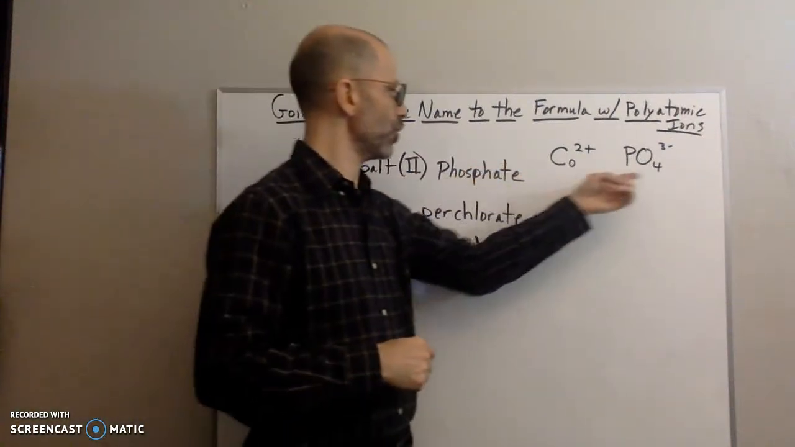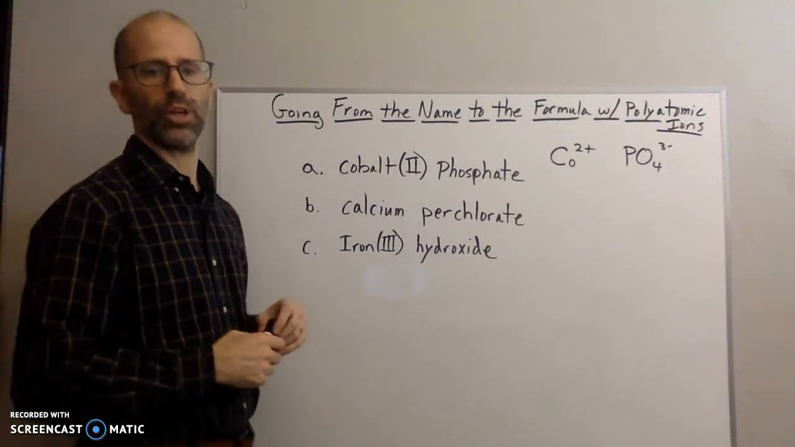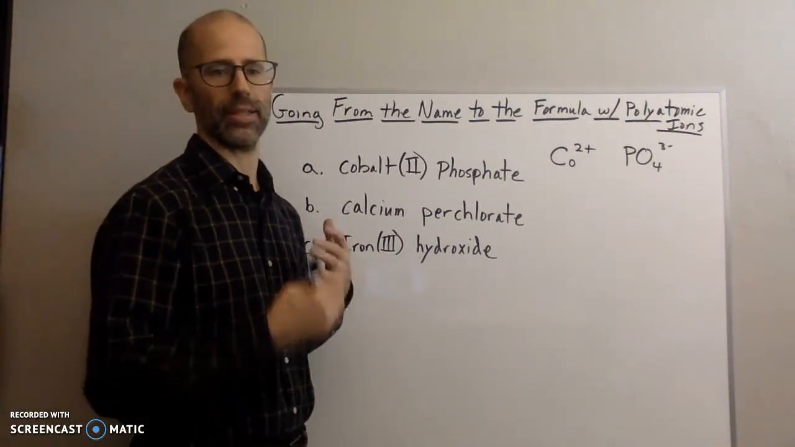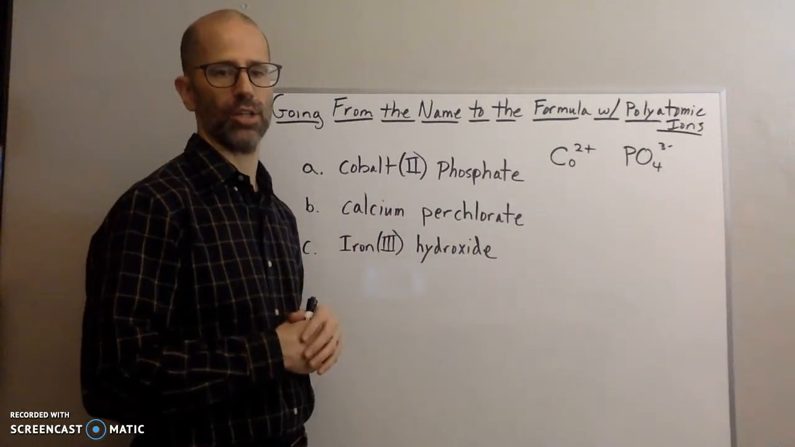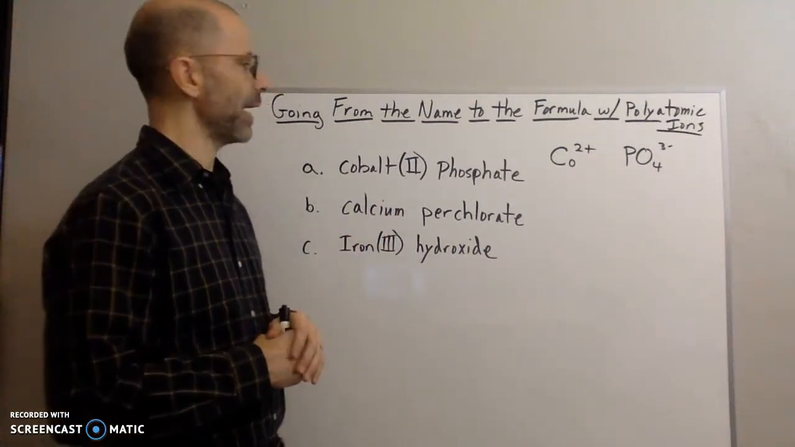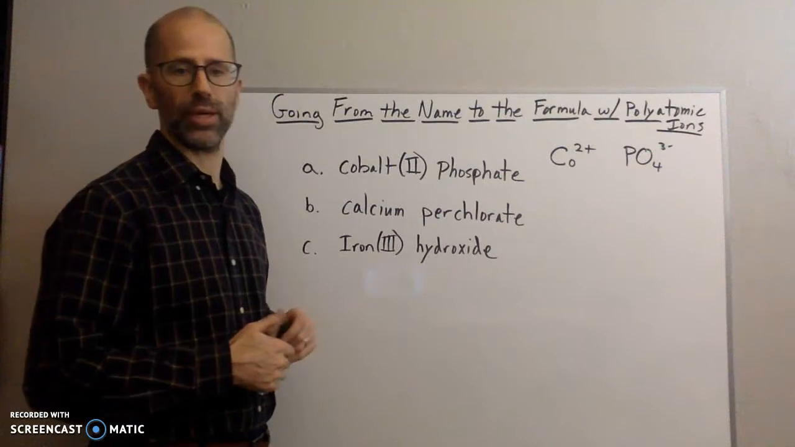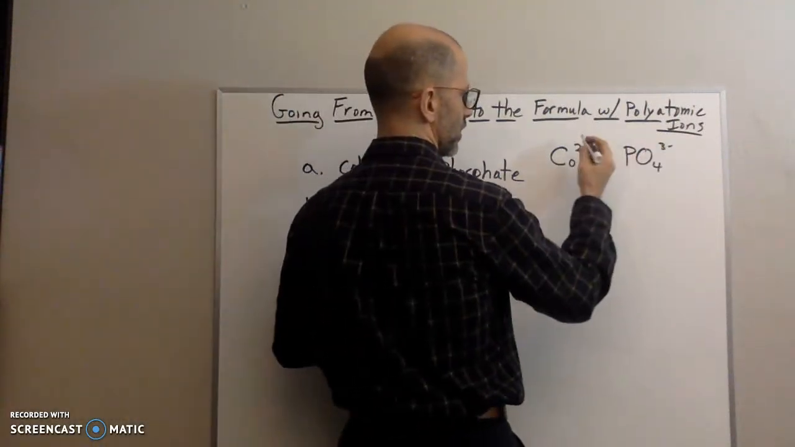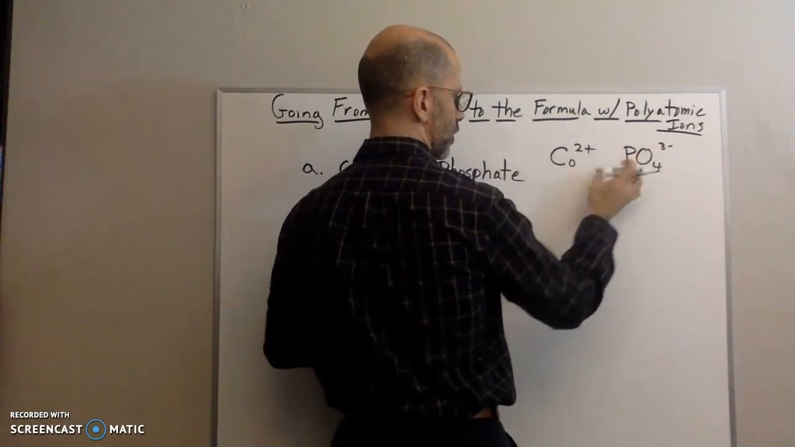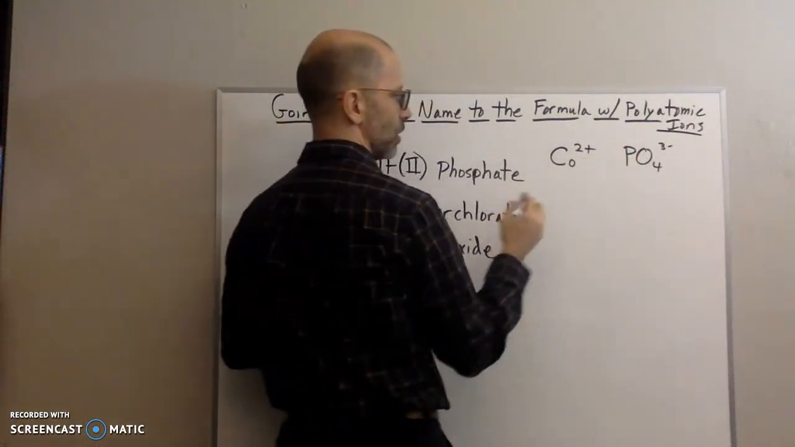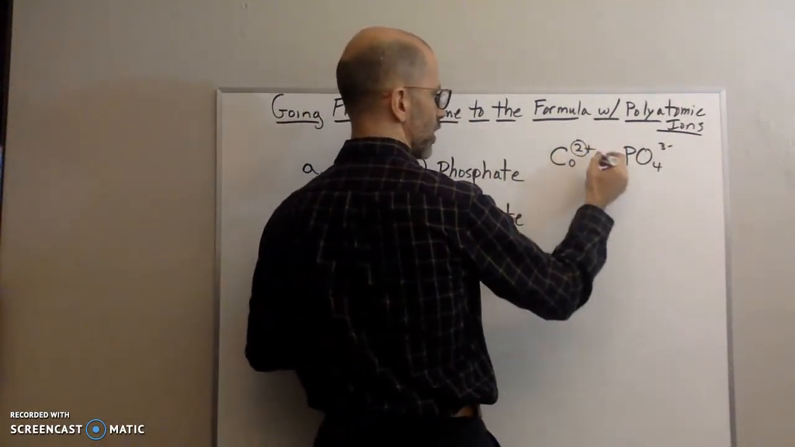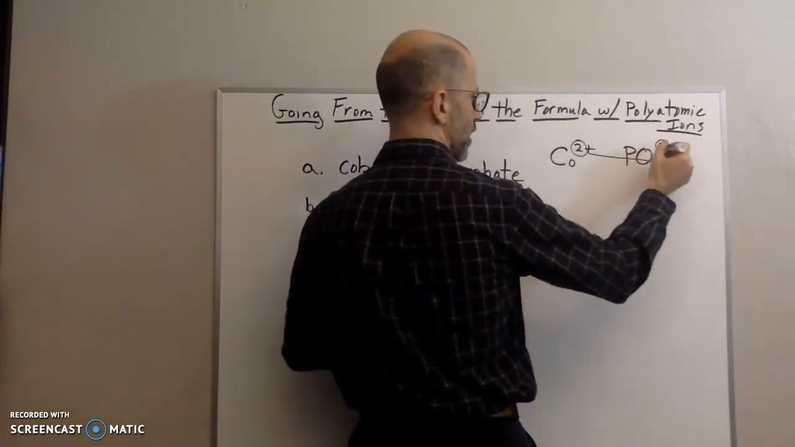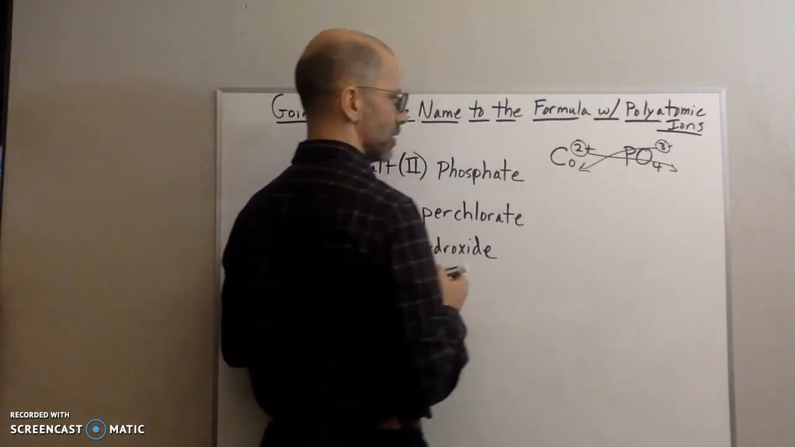Once you know your ions, then you go back, and what you're going to do is figure out how many of each ion you need to balance out the charge, to get a net charge of 0. And one way that you could do it is by using the crisscross method. The crisscross method is where I take the numbers, crisscross them, and write them as subscripts. So this 2 here is going to be written as a subscript there, and this 3 here is going to be written as a subscript there.